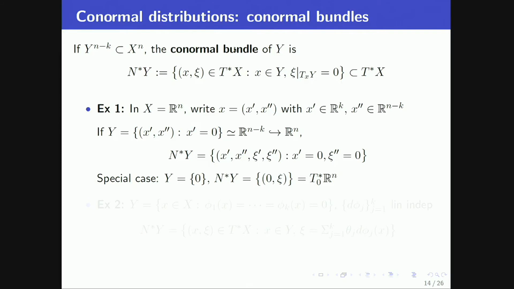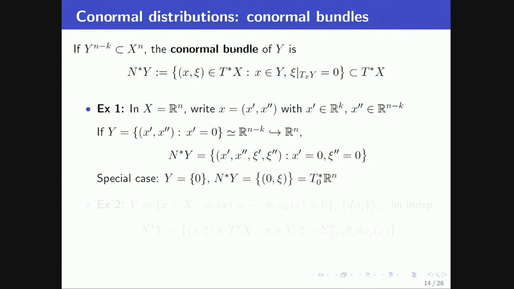And of course, this has a total number of variables of n minus k coming from this condition, plus k coming from this condition. So this is an n-dimensional submanifold of T star of Rn. In other words, it has half the dimension, and that's not a coincidence. The conormal bundle always has half the dimension of the ambient cotangent space.